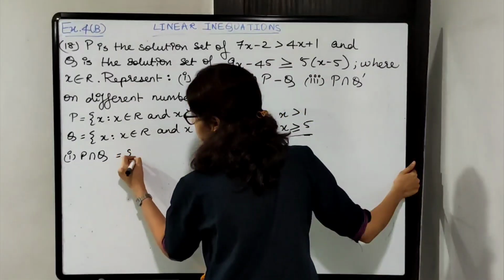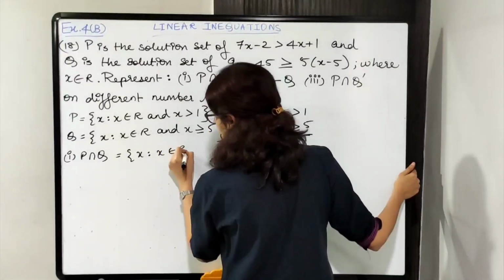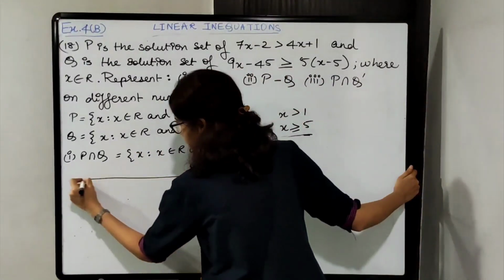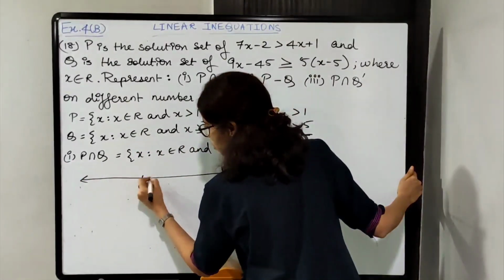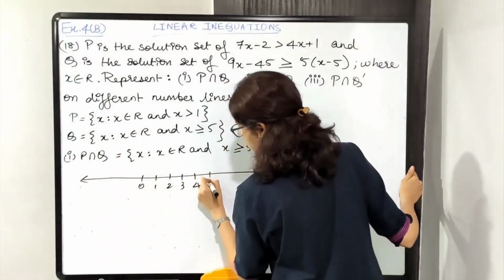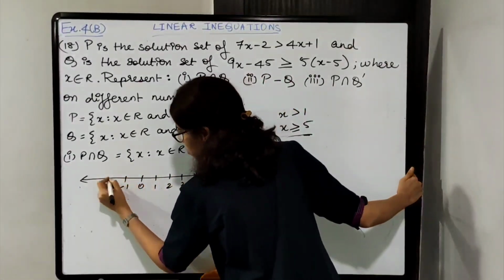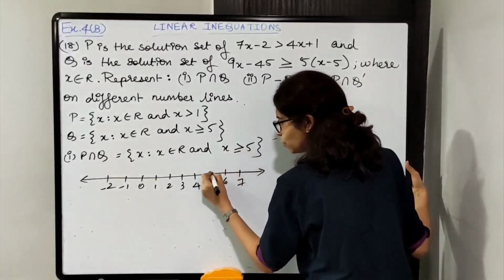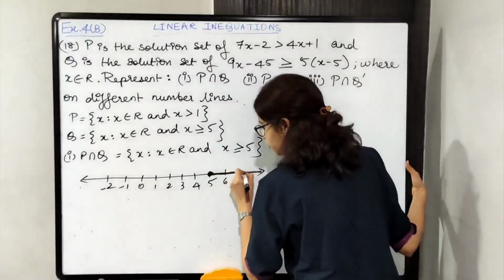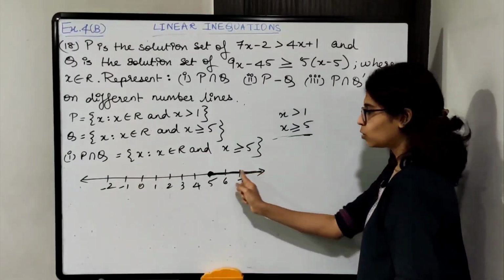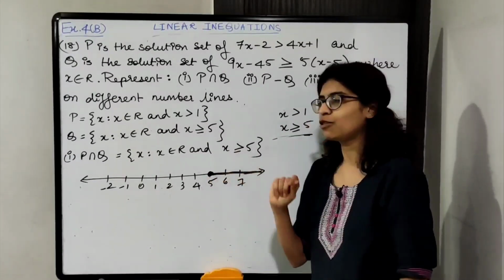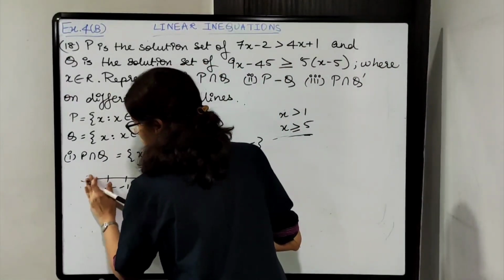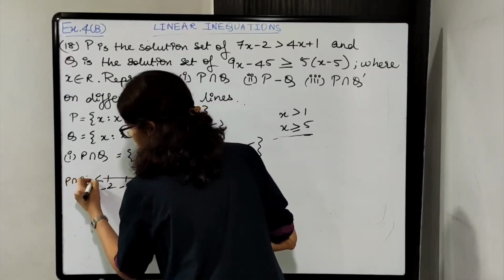So P intersection Q will be the set of all x such that x belongs to R and x is greater than or equal to 5. We'll plot this on the number line. So 0, 1, 2, 3, 4, 5, 6, 7, -1, -2. Greater than or equal to 5. So 5 is included, x is equal to 5 and greater than that. So with the help of pencil and scale, darken the line, thick कर दो line को and you'll fill the circle because 5 is included over here. Okay, so this will be the solution for P intersection Q. So I forgot to write down over here, just write down P intersection Q is equal to this.